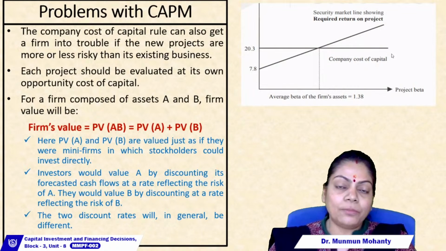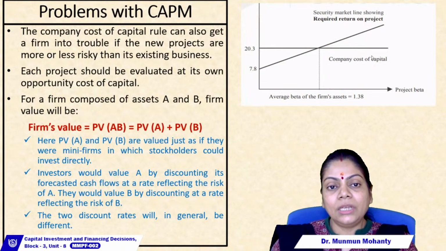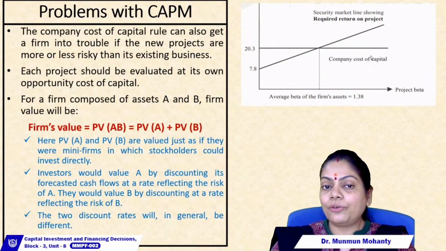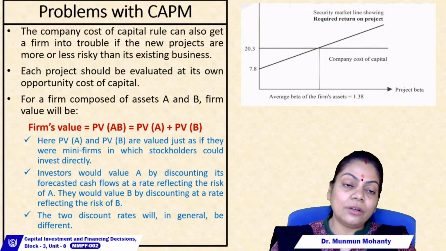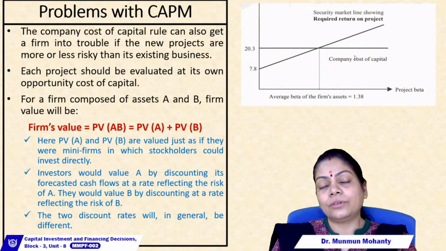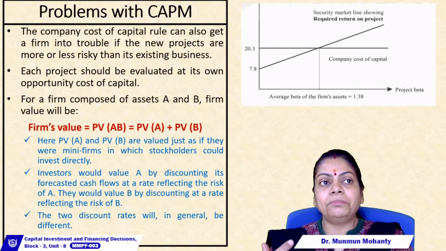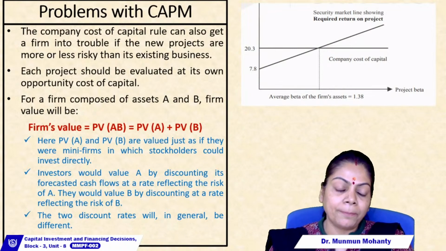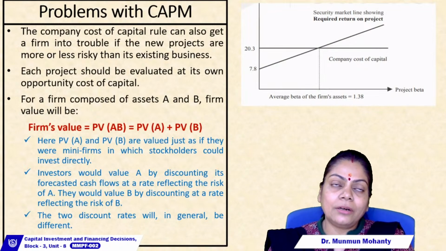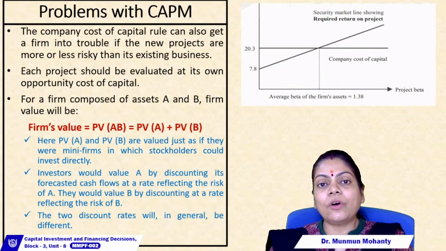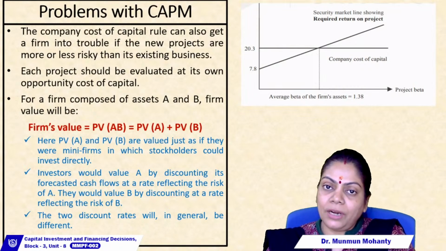Now, what could be the problems if you are only dependent on the CAPM for the project evaluation? The company cost of capital rule can get the firm into trouble if new projects are more or less risky than the existing business. Just in the beginning, I was telling that if you're talking about an expansion project, like your company is in the business of steel manufacturing, you already have experience in steel manufacturing and you have been operating with a capacity of 10 metric tons a year. Now you want to expand that to 30 metric tons a year.